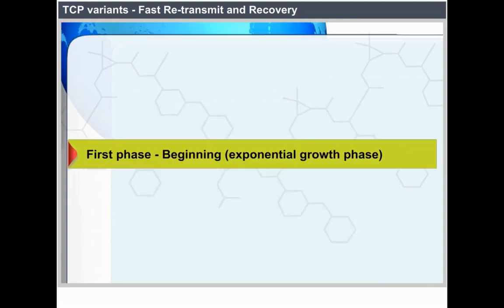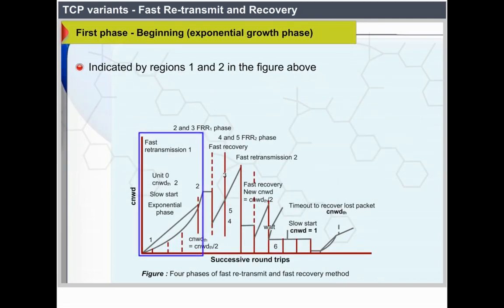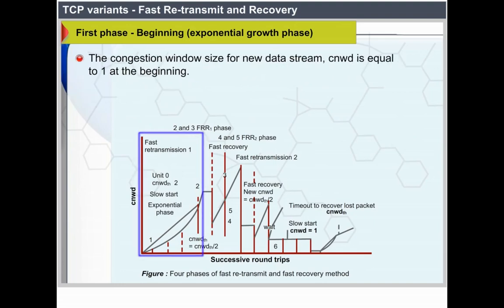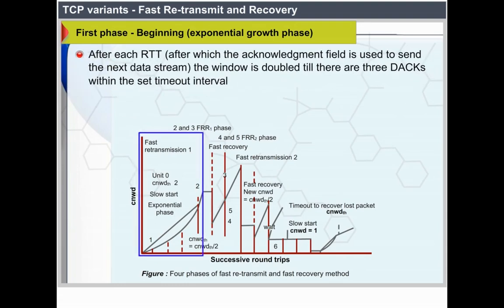First phase, beginning, exponential growth phase. Regions 1 and 2 in the figure above. The congestion window size for a new data stream, CNWD, is equal to 1 at the beginning. After each RTT, after which the acknowledgement field is used to send the next data stream, the window is doubled till there are 3 DACKs within the set timeout interval.